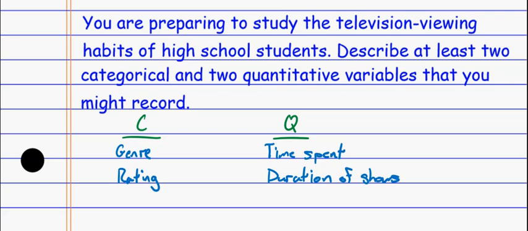All right. So again, looking at those differences, individuals are what we are studying. The variables are what we are studying about those individuals. And then we can classify that as categorical, which is like those labels, or quantitative, those meaningful numbers. Okay.